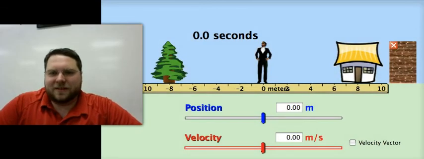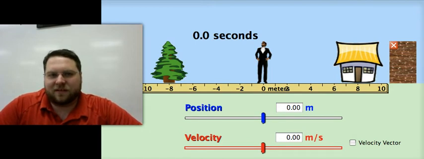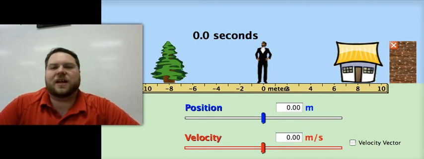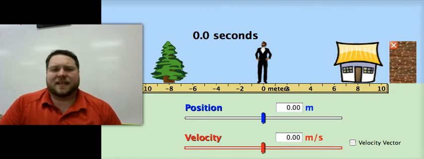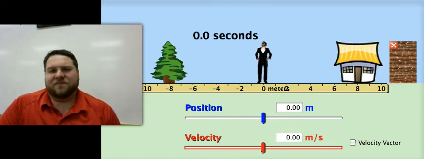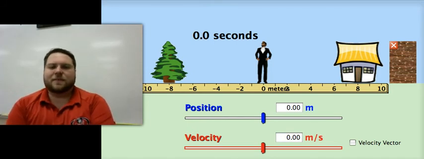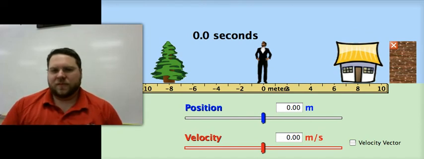Hey guys, today we're going to be looking at speed. And what I've got here is a simulation called the Moving Man. This is from the University of Colorado, their PhET simulations, which are absolutely fantastic. Feel free to check out their website at any time, and they have tons of stuff to teach you in very, very cool ways. But this is one of their simulations, and they call this the Moving Man. He is a man who, wait for it, moves.